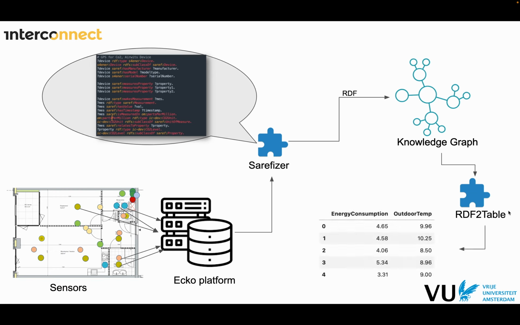And such a table could look like this, where you have the energy consumption, which is the aggregated value of some of the sensors, so for example, the energy meters or the heat pump electricity that's being used. And this one is a column containing the outdoor temperatures for a certain point in time.